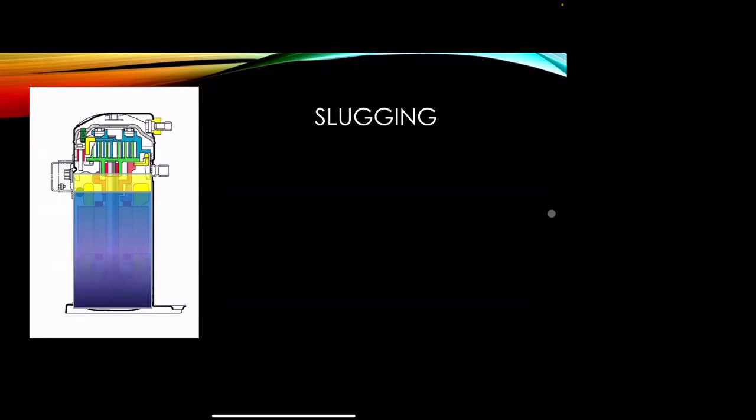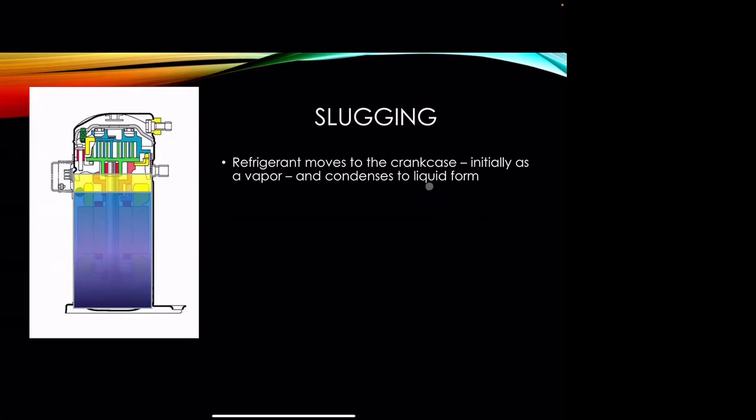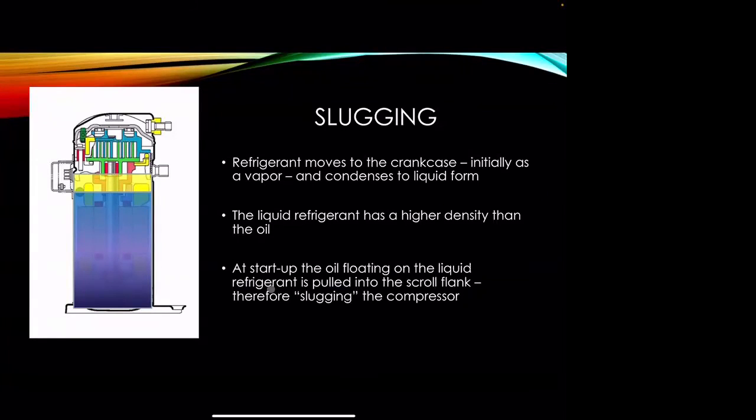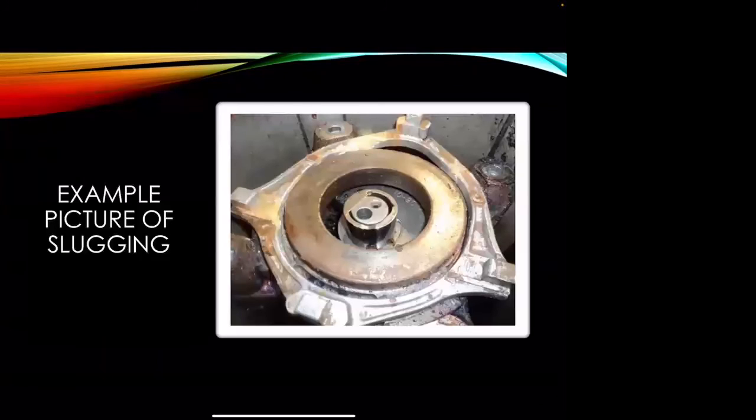Another term that we'll see is what we call slugging. Slugging is when refrigerant moves to the crankcase, initially as a vapor, and condenses into liquid form. The liquid refrigerant has a higher density than the oil, so it starts to rise in the compressor there. And at startup, the oil floating on the liquid refrigerant is pulled into the scroll flank up here, which is going to slug that compressor, what we call slugging the compressor. So here's a picture showing what that slugging looks like on the inside of a compressor.